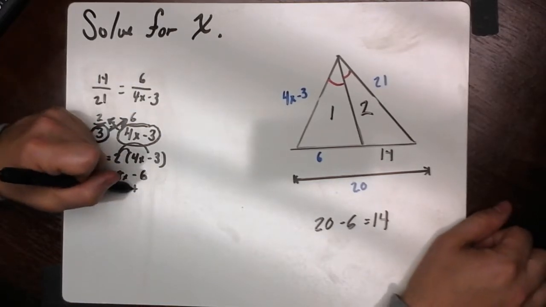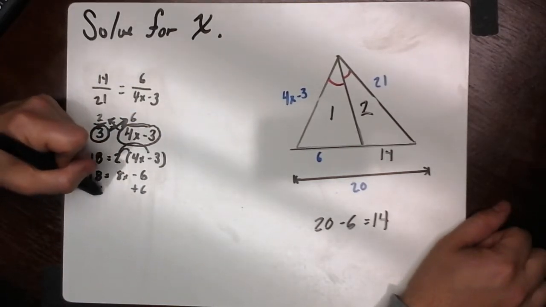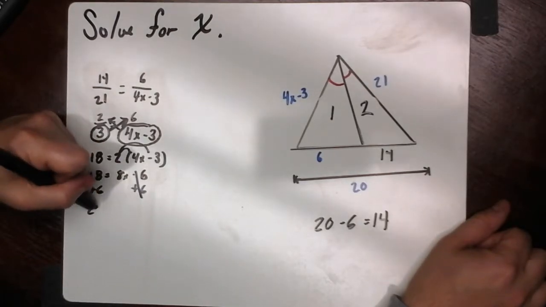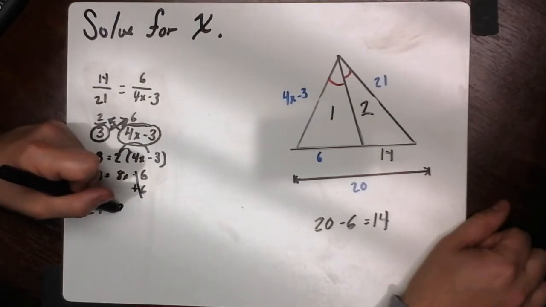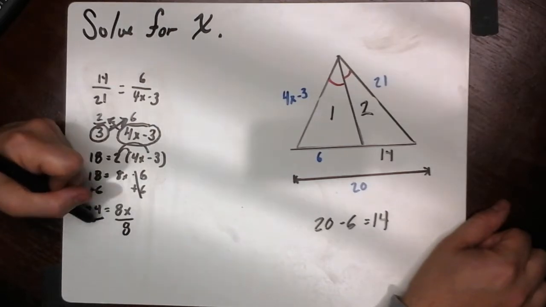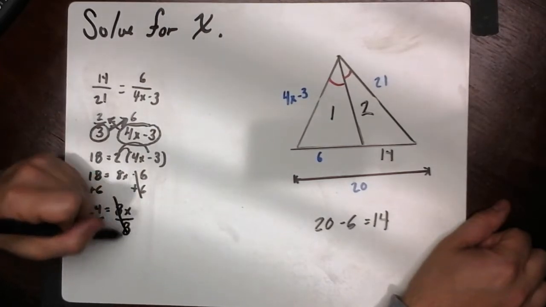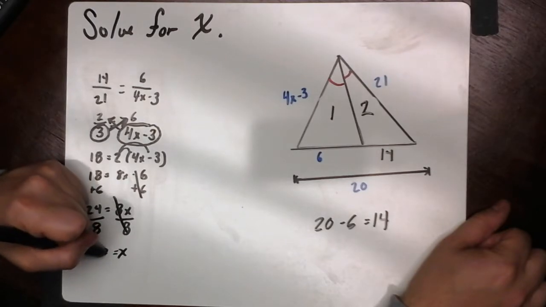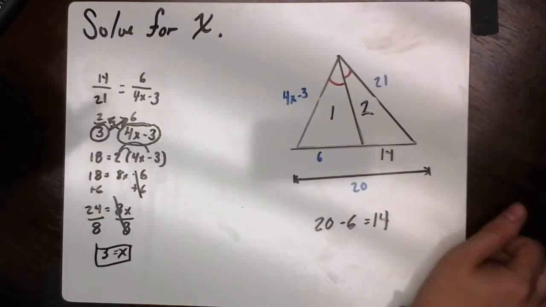Now I'm going to undo the subtraction by adding 6. I'm going to get 24 equals 8x. So I'm going to undo that multiplication by dividing. So x equals 3. Done.